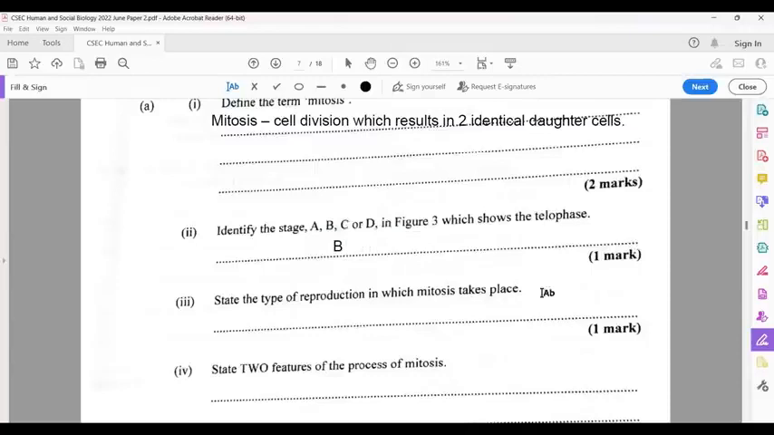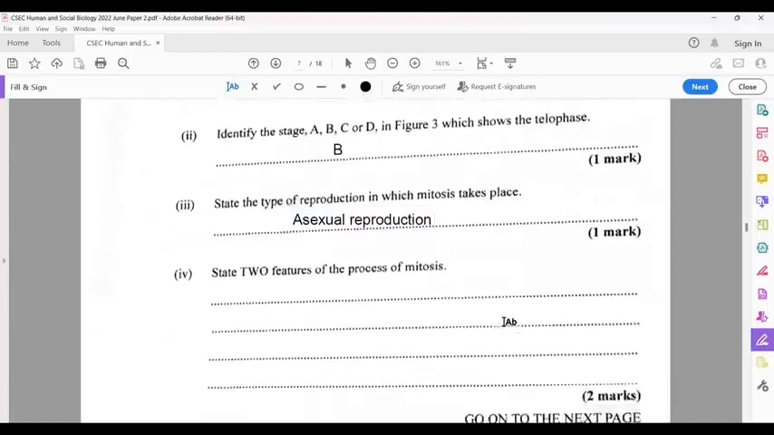State what type of reproduction takes place in mitosis. State the type of reproduction in which mitosis takes place. Asexual reproduction. Asexual reproduction, that's 1 mark, that's a giveaway mark.